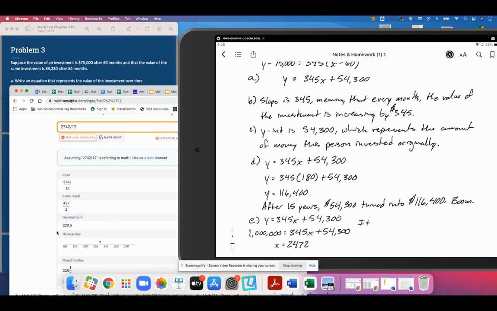So it would take 229 years for this investment to reach a value of $1 million. And again, in later lessons and things, we will be talking about ways to make your money grow actually faster than this, and hopefully help you retire with a couple $1 million in the bank.